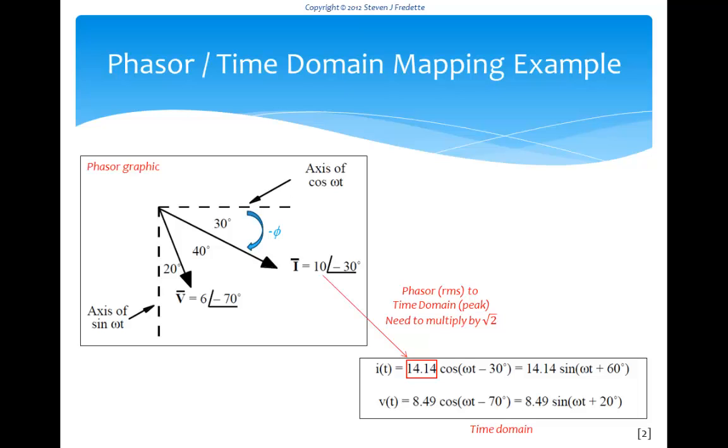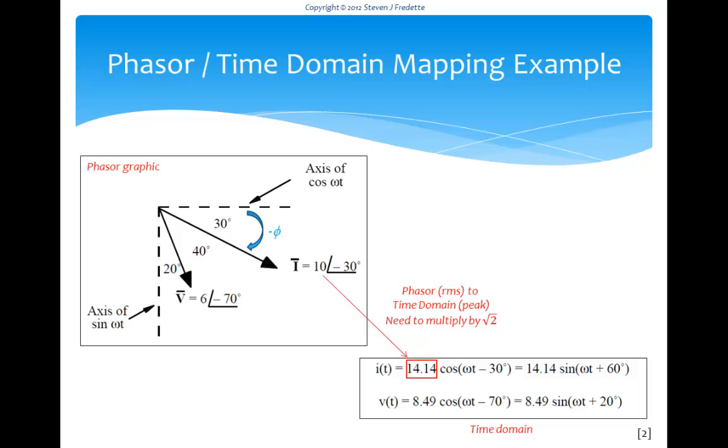Now, omega, I don't know what omega is, so I leave that as just a variable. But I do know the phase shift is minus 30 degrees, so I can complete my time domain expression using the cosine reference. However, if you wanted to use the sine reference, you can do that. The amplitude's the same. Frequency, again, omega. Now the reference would be 60 degrees.